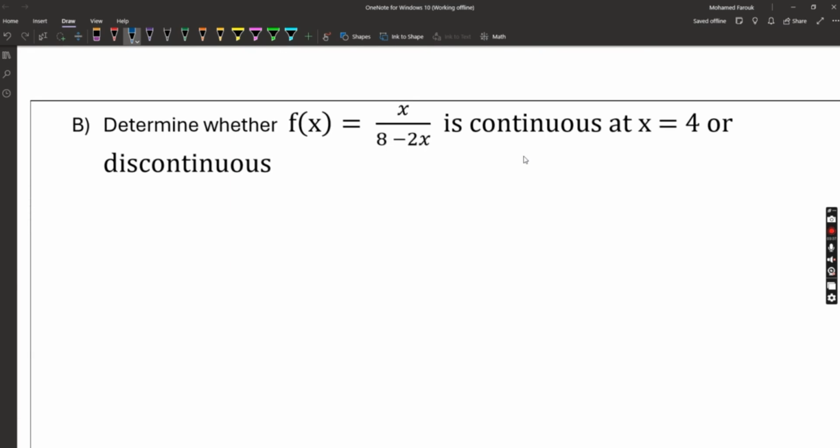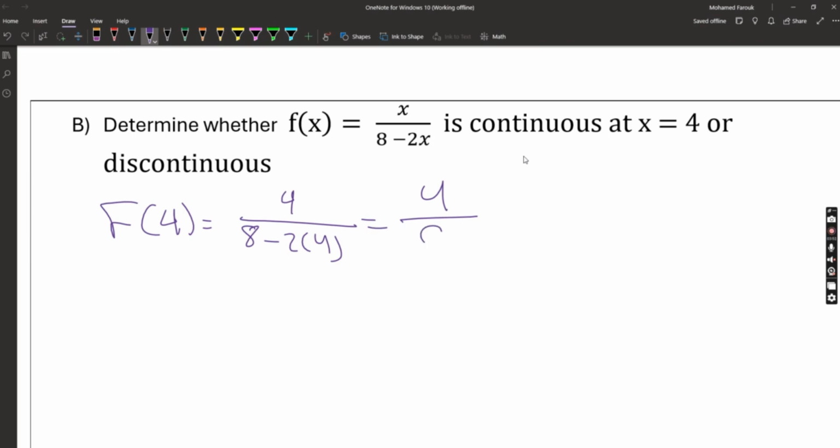Next one, continuous or discontinuous. We will do the same, but we will start with f of 4. Okay, if you plug in 4, 8 minus 2 times 4, you will find a math error because the numerator is the same, but the down part is 0. Math error, so it's undefined. So your function is discontinuous at x equal to 4. I didn't ask you for the type of discontinuity. If I asked you about the type of discontinuity, you have to get the right limit and the left limit to determine which type of discontinuity you have.